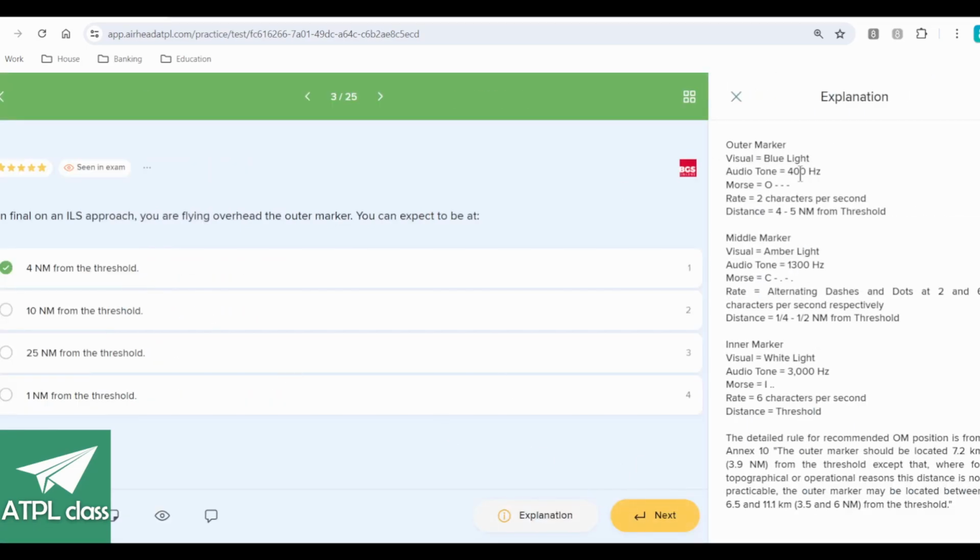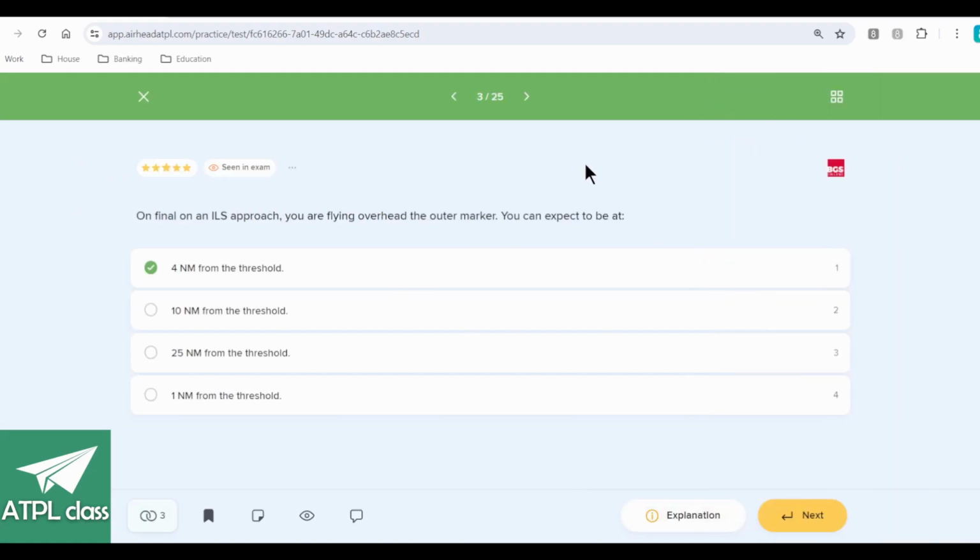So look at the explanation. We've got the outer marker, which is 4 to 5 nautical miles. We've got the middle, which is 0.5 nautical miles. And of course, the inner marker is the threshold. This is something you don't really see that much of anymore. You don't see that many outer, middle, and inner beacons. So this information is maybe a bit out of date, because most places have a DME. But yeah, 4, 0.5, and then the threshold itself.